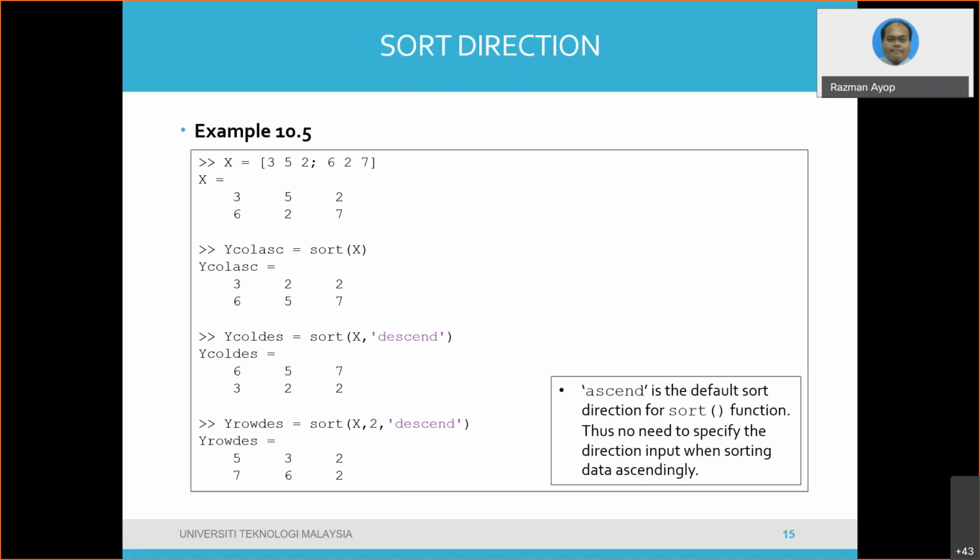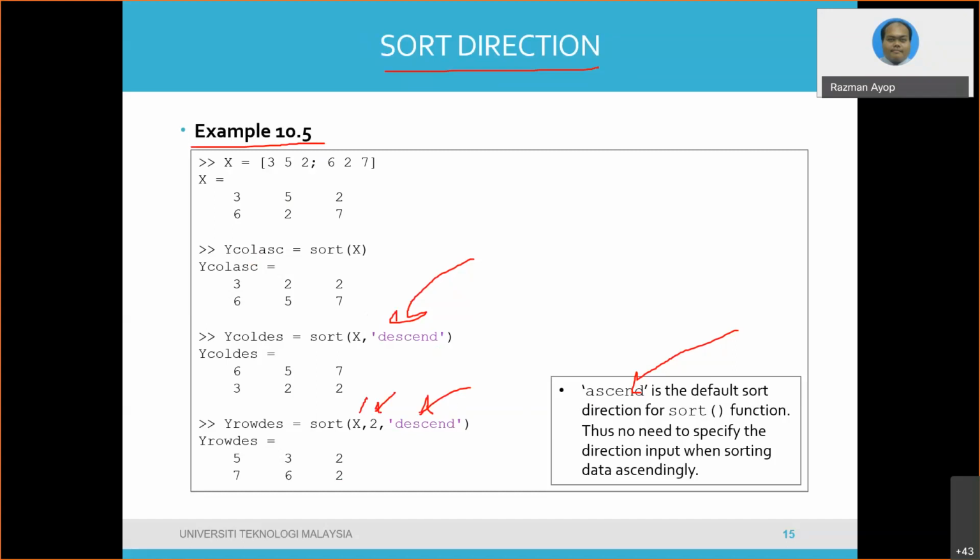Next, we move on to example 10.5. Sort direction. As I said before, by default it is ascending. But if you want it descending, meaning large number to small number, you have to put descend after the variable and the sorting vector, either column or row.